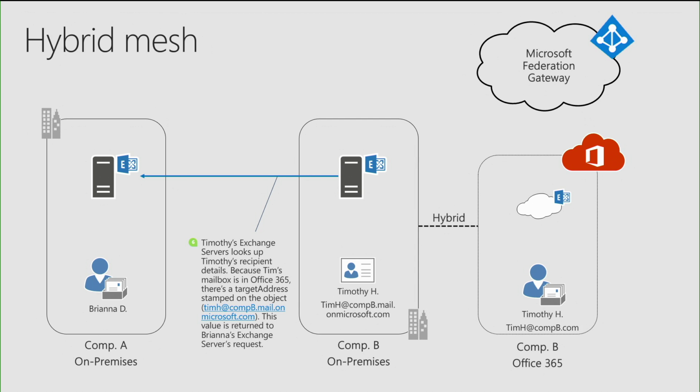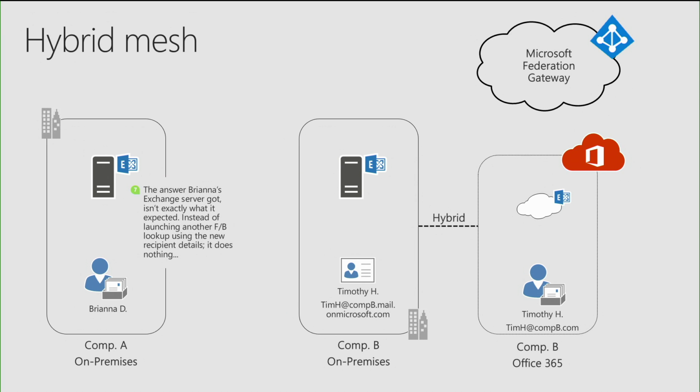So at this point, the Exchange infrastructure in Company B realizes that the mailbox for Timothy is actually in Office 365. So we have a little bit of a problem now. So we respond back with information in the autodiscover response that provides a hint that based on the target address in the directory in Company B, the place we need to go is actually Office 365. So from here, basically things break.